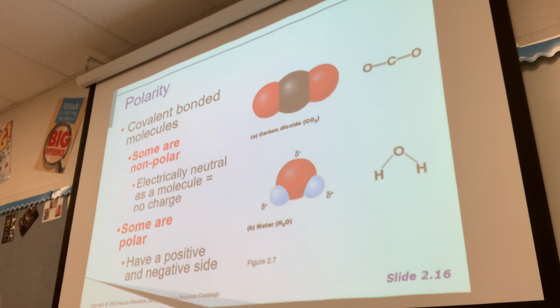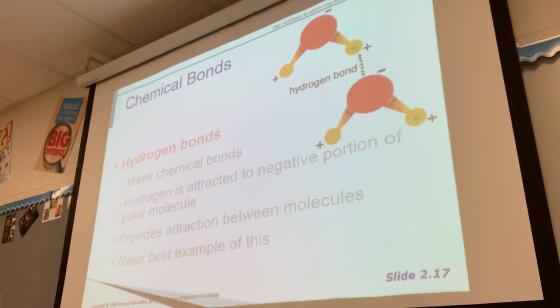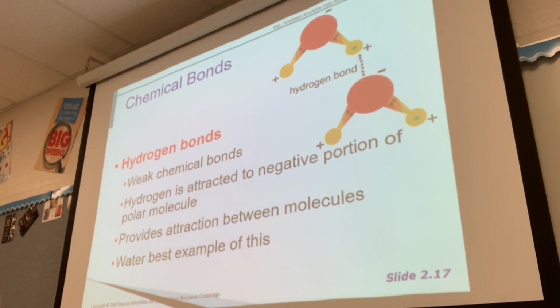And it's responsible for a lot of things, like how the water gets from the roots up to the leaves of a plant. It's because the water is attracted to each other by these polar bonds. These polar bonds are special because they're easy to break, but if you put a bunch of them together, it makes it really, really strong. This is actually called a hydrogen bond.